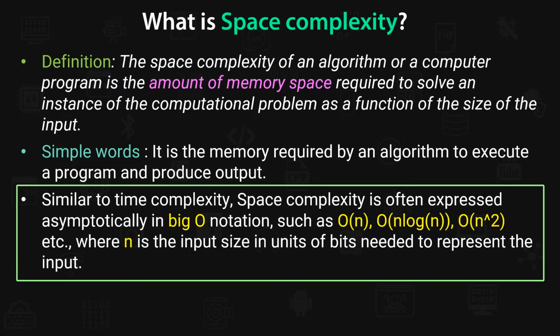So just like we have big O notation for time complexity, like big O of n square and so on and so forth, similarly, space complexity also is denoted by big O notation only, because big O notation is just a mathematical notation which gives us the relation of how the space changes depending upon the input size.